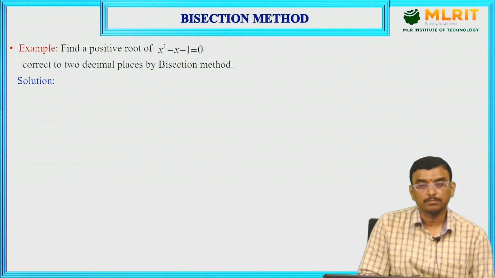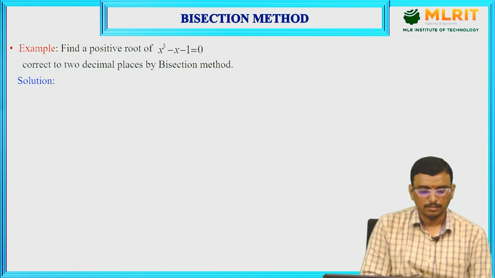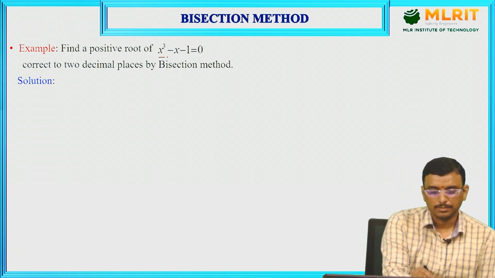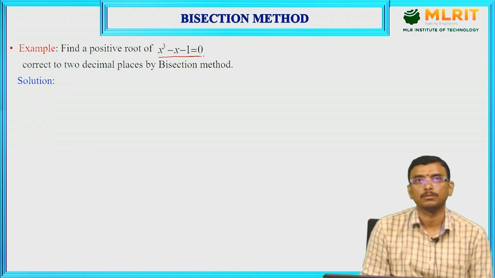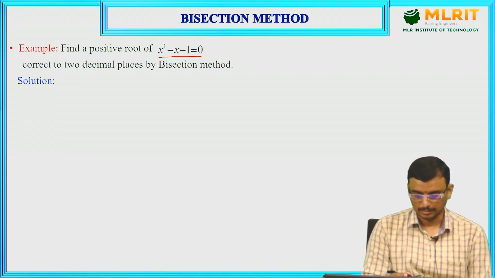Next example of the bisection method. Find the positive root of x cube minus x minus 1 is equal to 0 using the bisection method.